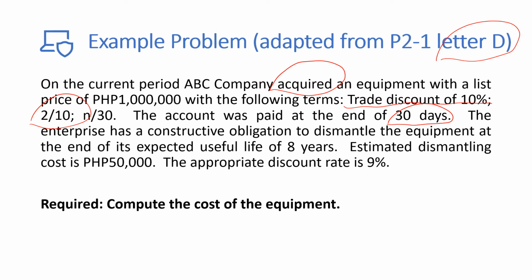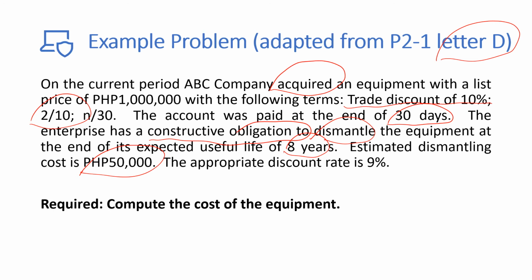The enterprise has a constructive obligation to dismantle the equipment at the end of its expected useful life. So we have a constructive obligation to dismantle. So meaning there is a dismantling cost. So we need to dismantle, or we need to, what do you call that one? Destroy, or we need to remove the asset after 8 years. So that will happen in the future. So actually after 8 years, so we need to estimate the dismantling cost. So according to the problem, the dismantling cost is estimated to be 50,000. So this 50,000 will happen after 8 years.